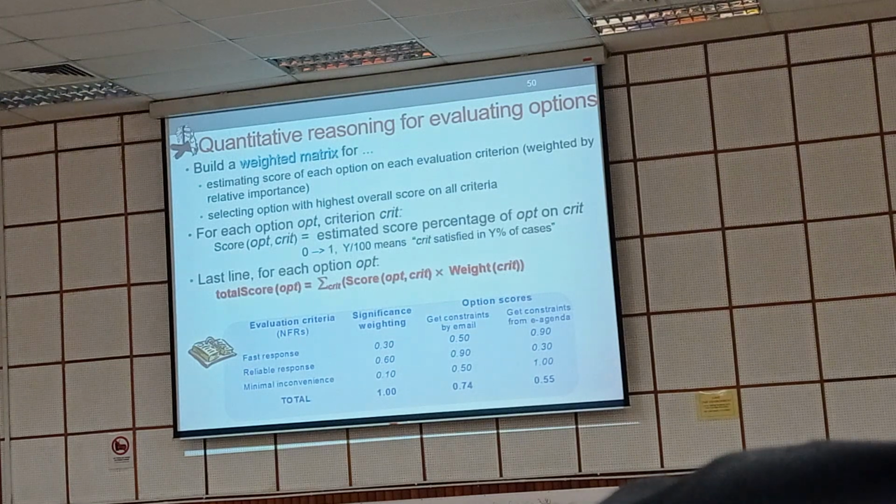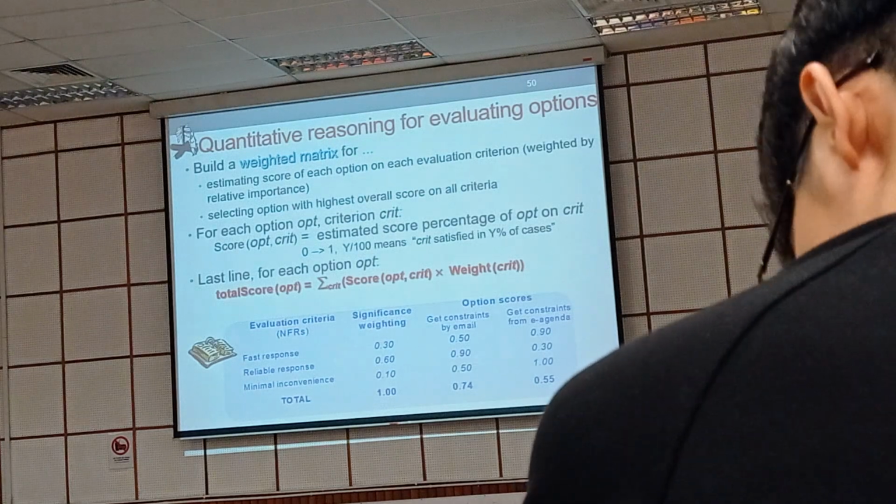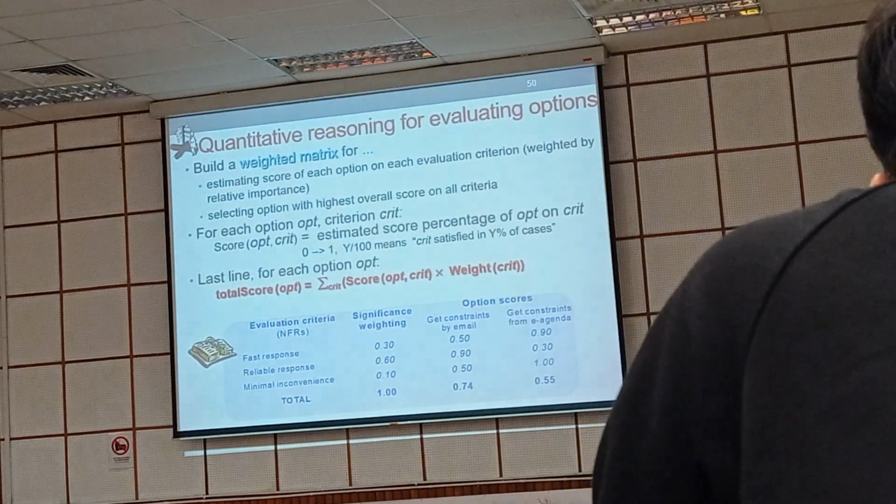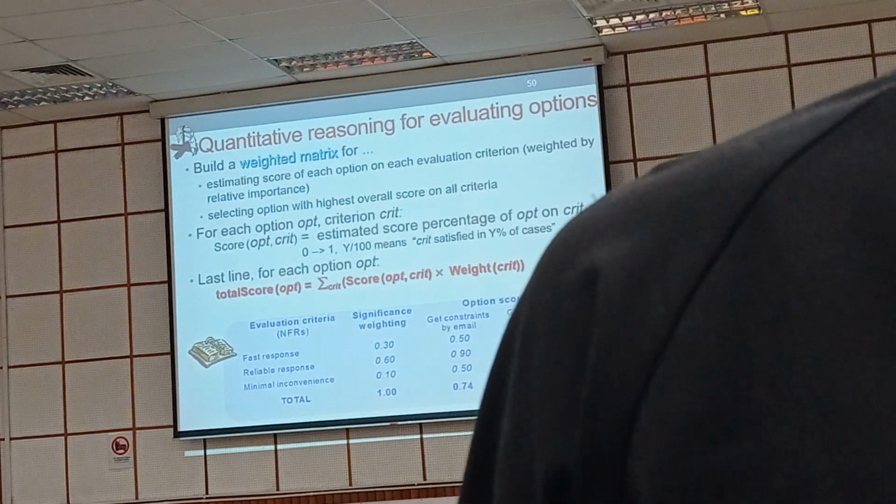Identify the factors, identify the options, put in the score, identify the weight, multiply respective weight, total up, get the score. Then compare the score, choose the option. Clear? Okay? Might come out in exam, so please remember.